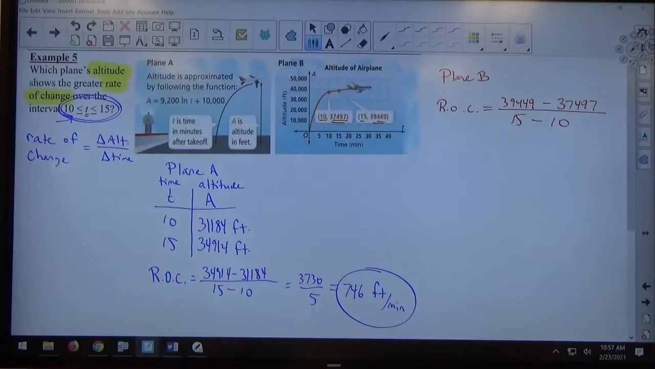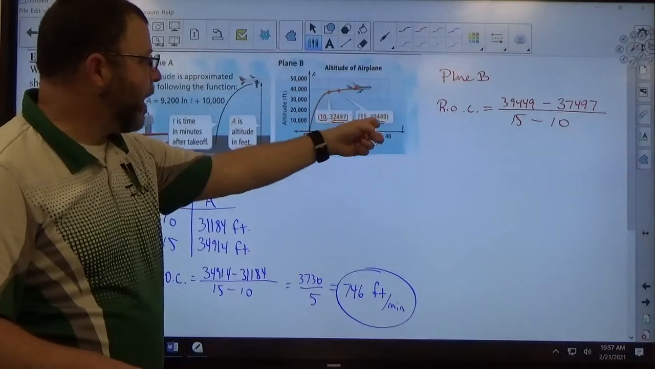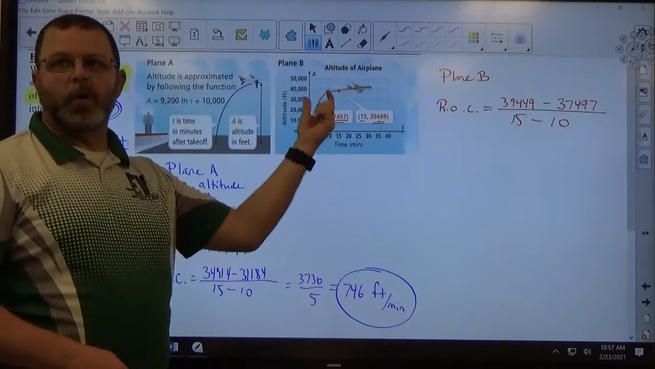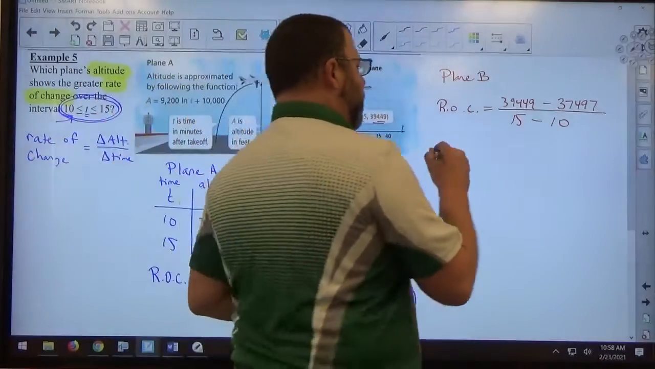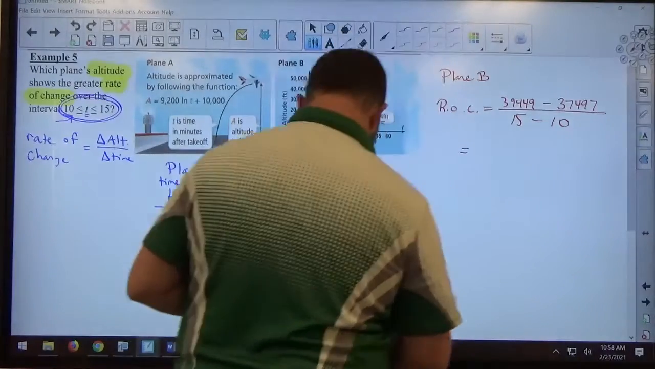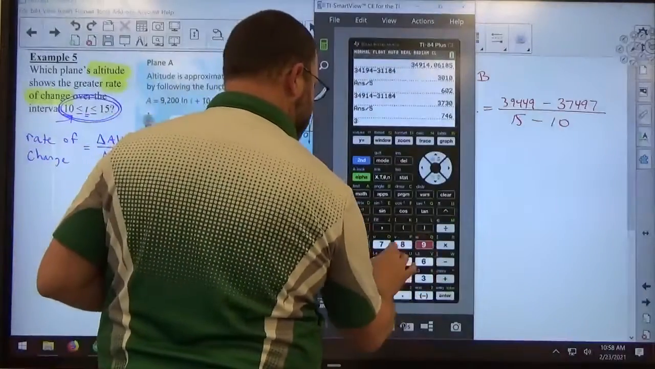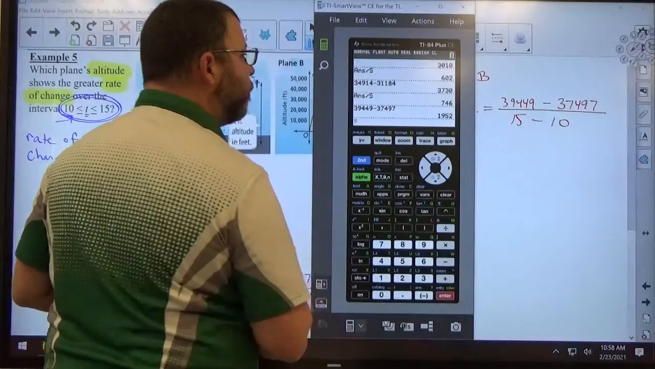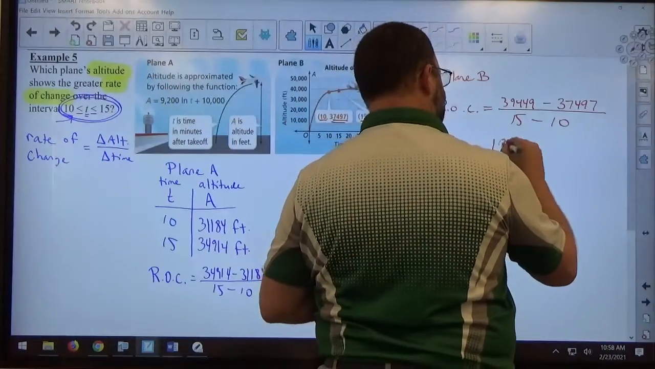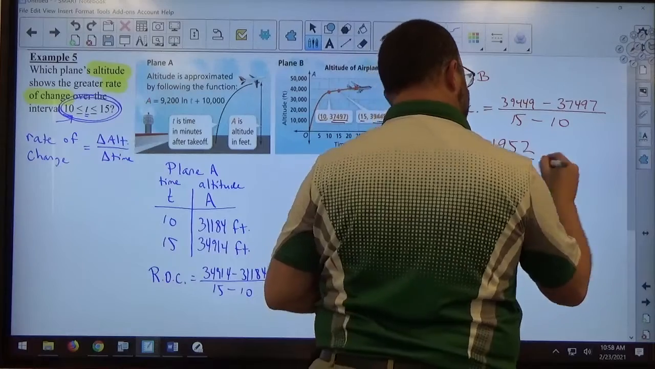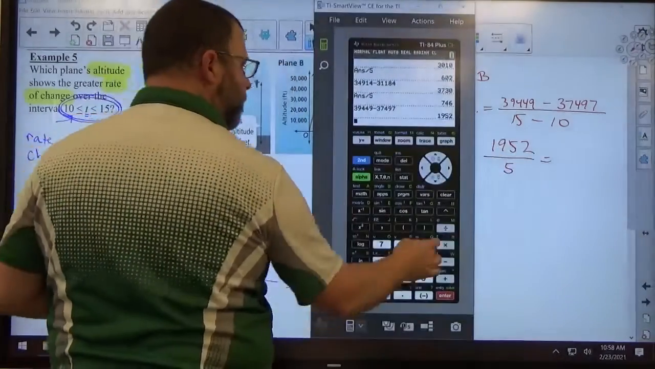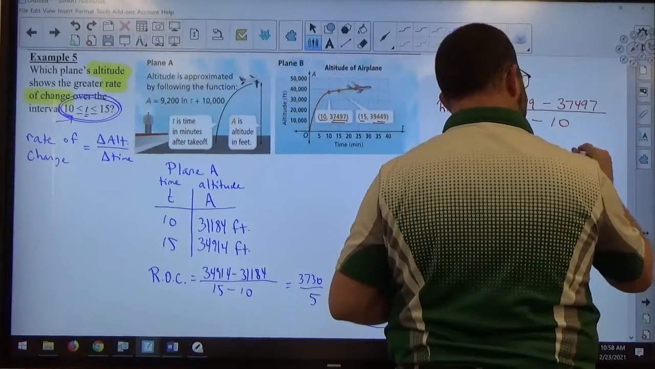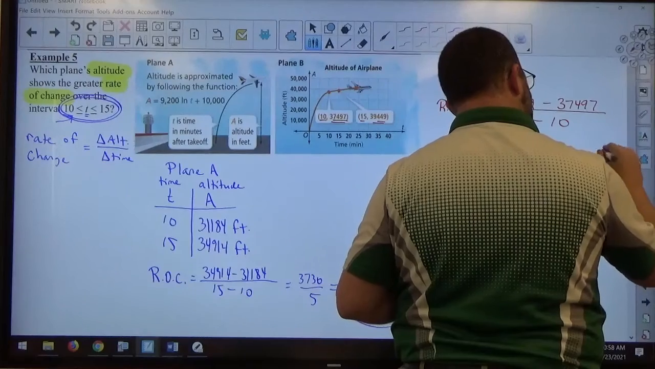Okay. So again, I'm looking at plane B. These are the stats for plane B. Again, I have ordered pairs. I used the equation to get the ordered pairs on plane A because I didn't have ordered pairs. The graph gives me ordered pairs on this one, so I can use that. So the rate of change is going to equal 39,449 minus 37,497. Comes out to 1,952 divided by 5. And 1,952 divided by 5 is 390.4 feet per minute.